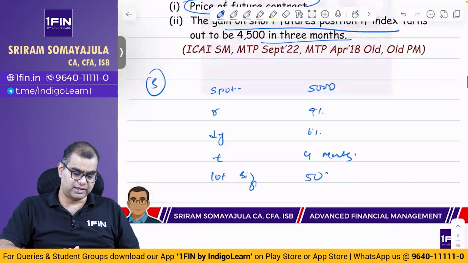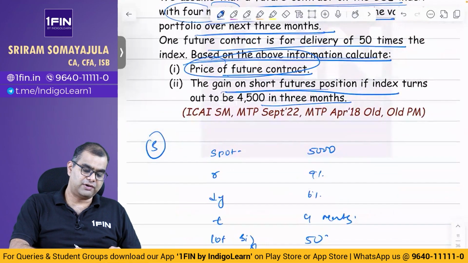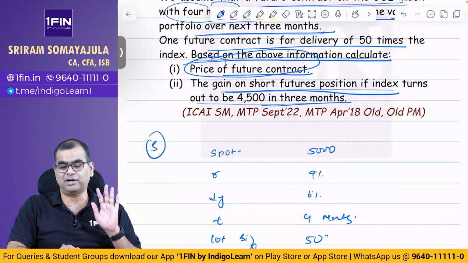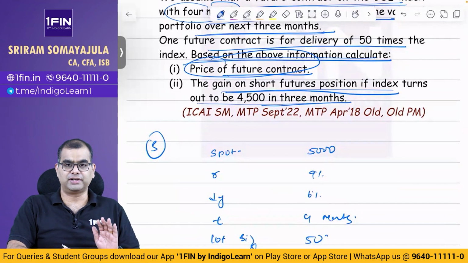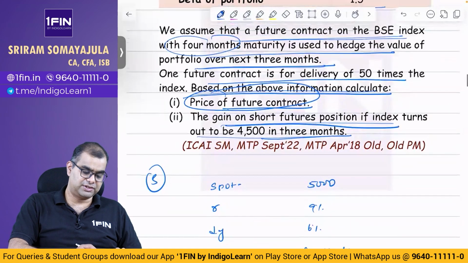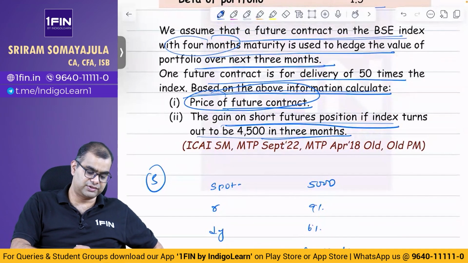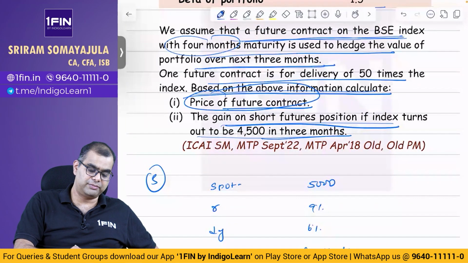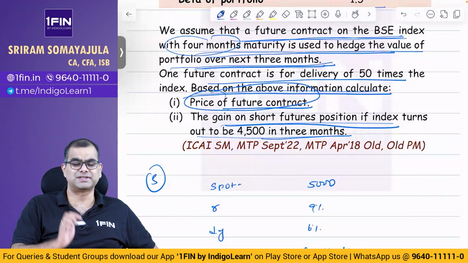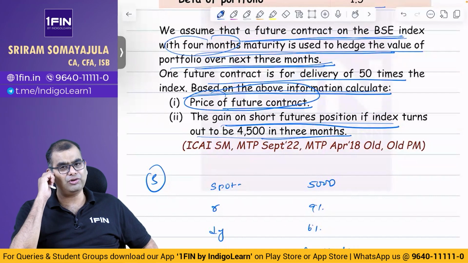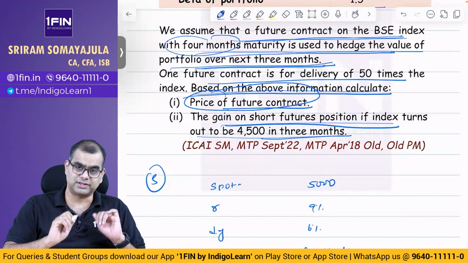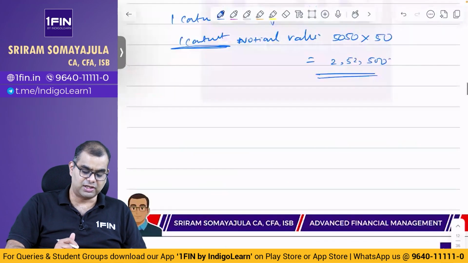Okay, next question என்னன்னா the gain on short futures position if index turns out to be 4,500 in 3 months. First of all, short position என்ன? Why are we shorting? என்ன இந்த கதை? See, first point என்னன்னா one future contract is for so and so. அதுக்கு மேலே point என்னன்னா future contract on BSc with 4 months maturity is to hedge the value of a portfolio over next 3 months. இந்த ஃபியூச்சர்ஸ்க்கு போர்ட்ஃபோலியோ வேல்யூக்கு ஹெட்ஜ் என்ன சம்பந்தம்? ஸோ linkages இங்கே தான் concept வரப்போகுது.